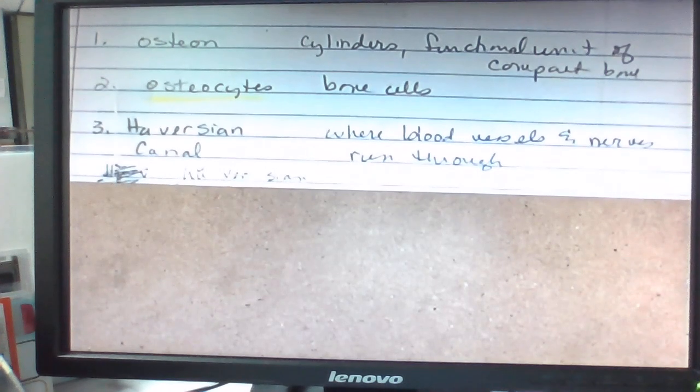But a bone is not non-living. It is a living organ of the skeletal system. So it's got blood vessels that nourish it, pick up waste products. It's got nerves to pick up stimuli and send information. So Haversian canal.